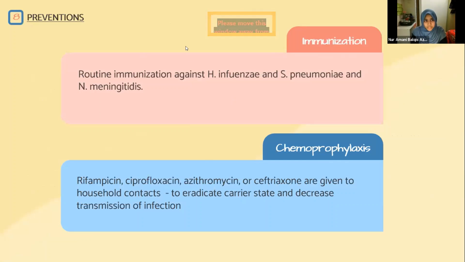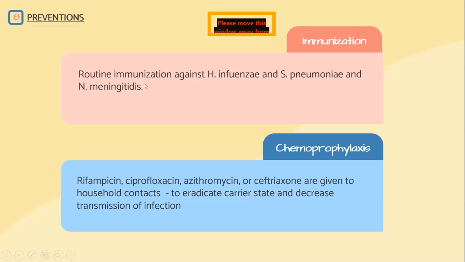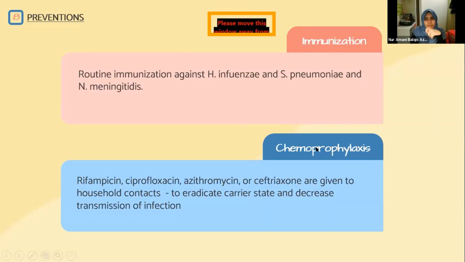What are the preventive measures that can be done to prevent meningitis? First is immunization. Routine immunization can be done against Haemophilus influenzae, Streptococcus pneumoniae, and Neisseria meningitidis. And chemoprophylaxis can also be given to household contacts of the patient, to eradicate the carrier state and decrease transmission of infection.